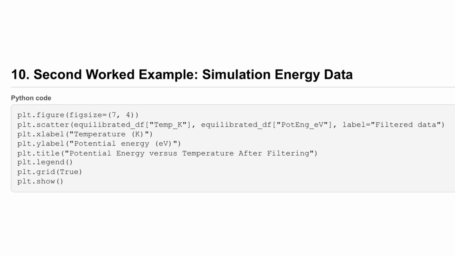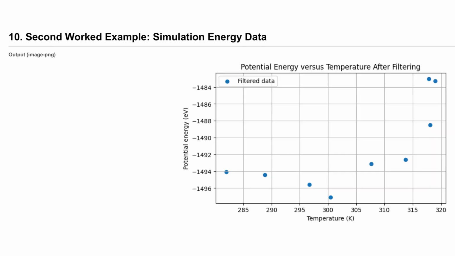Next, we explore the relationship between state variables. This code prepares a scatter plot of potential energy versus temperature for our equilibrated data. The scatter plot provides a quick visual diagnostic of the physical states sampled during the simulation. Checking these relationships helps ensure the simulation behaved thermodynamically as expected.